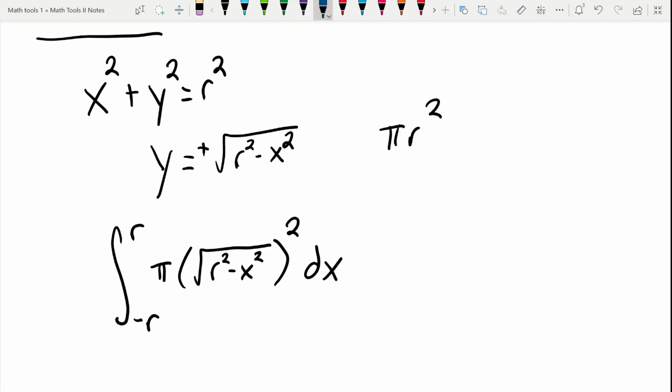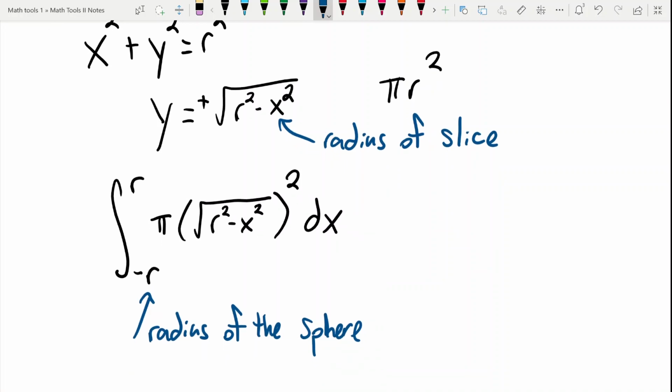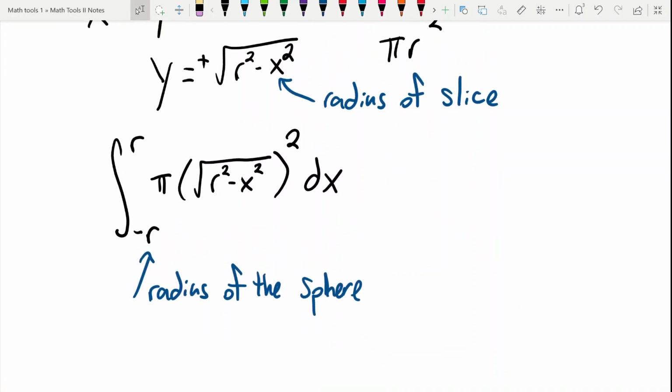So x is the radius of the cross section. Okay, so this is the radius of the cross section, or the slice, as we like to call it. And then this is the radius of the sphere. At the middle point, if you look at the cross section right through the center, these are going to be the same, right? But in general, it's not. So we want to then go ahead and integrate this.